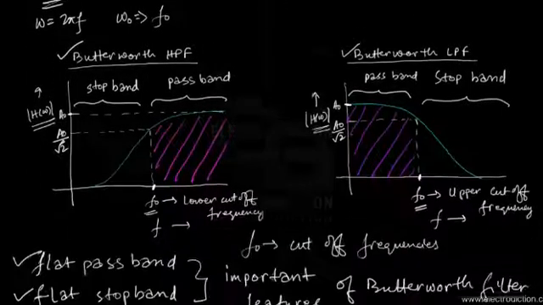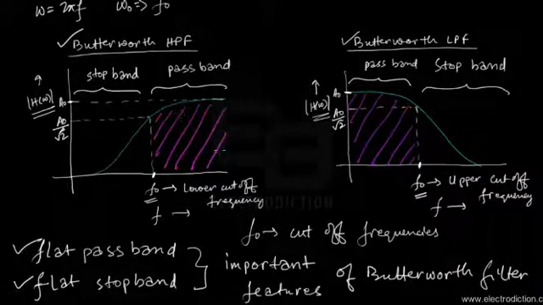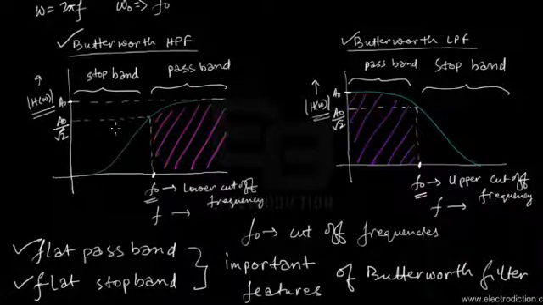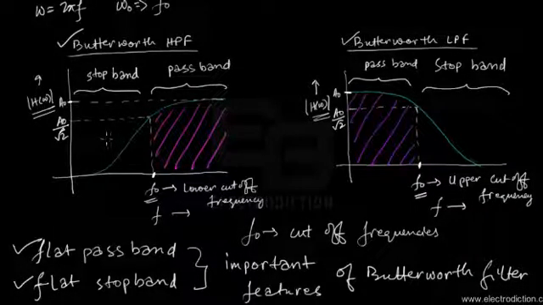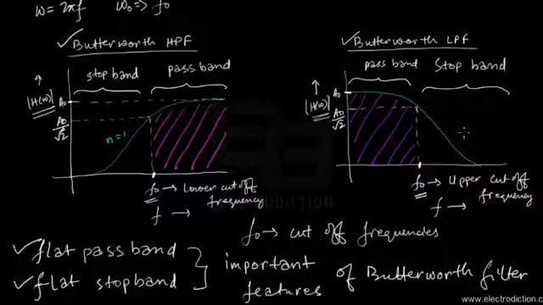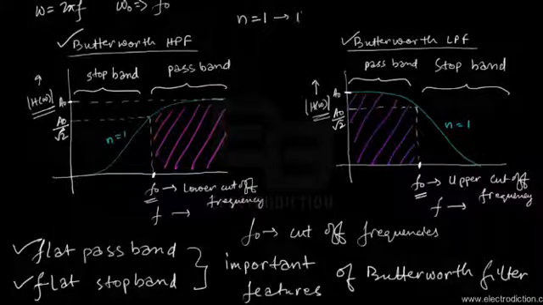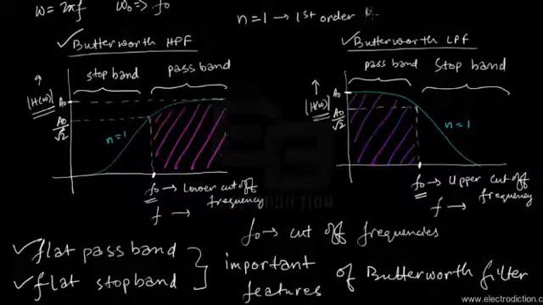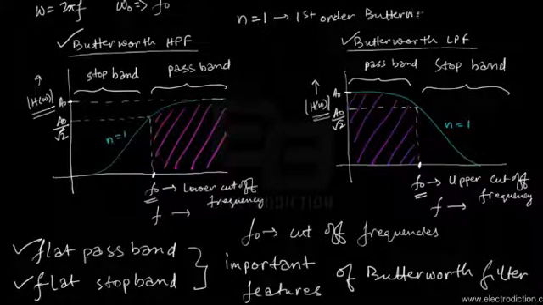Now these curves, these frequency responses of each type of Butterworth filter that I've just shown you, were basically taken for n equals 1. In this case, I'm just going to use this blue color over here. So for this case, n was equal to 1 for both the low pass as well as the high pass filters. Now when n is equal to 1, we just call that a first order Butterworth filter.